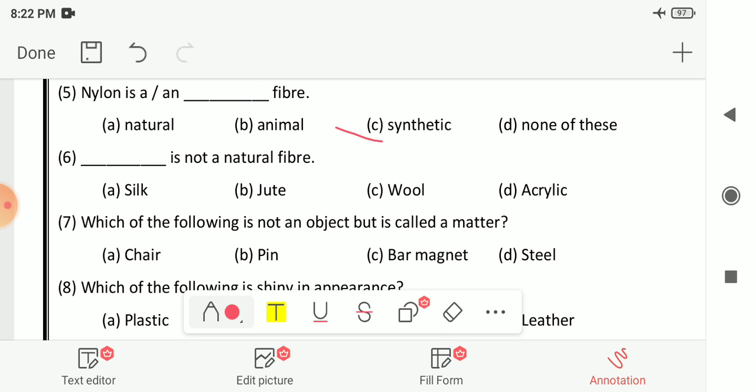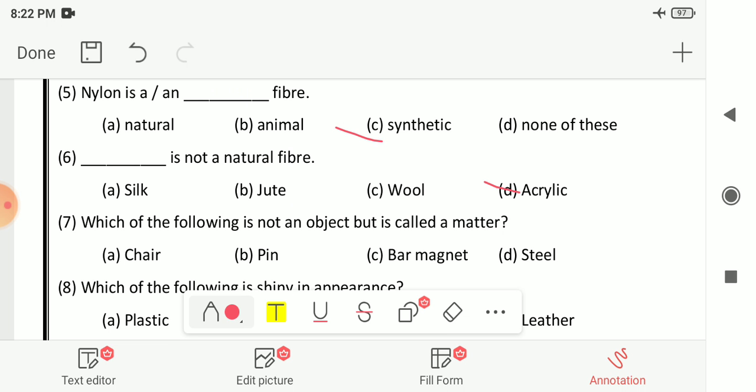Next, sixth number, blank is not a natural fiber. The options are silk, jute, wool or acrylic. So here your answer is option D, that is acrylic. Acrylic is not the natural fiber, it is the synthetic or man-made fiber, and rest of the options, that is silk, jute and wool, are the examples of natural fibers.